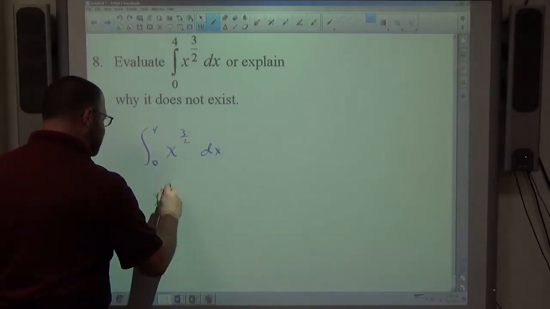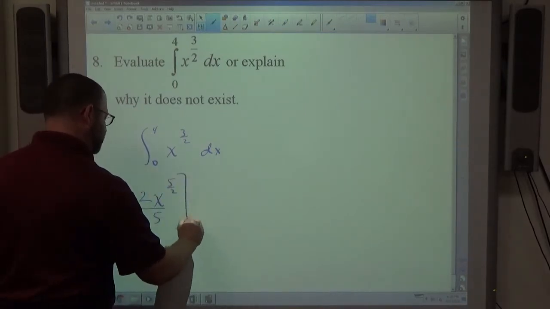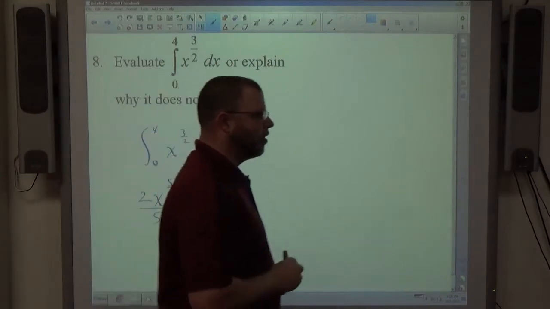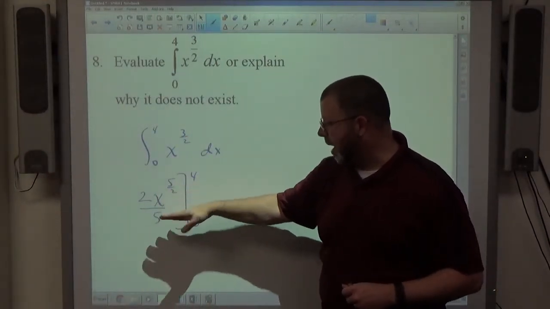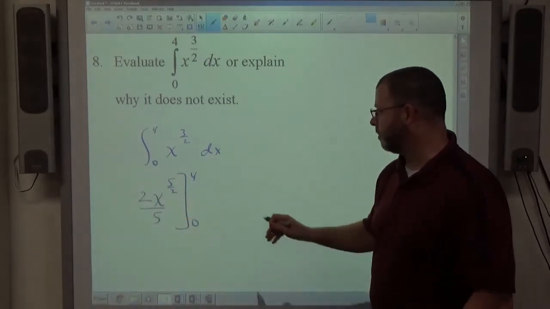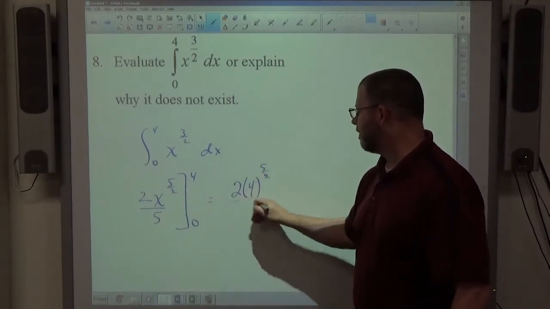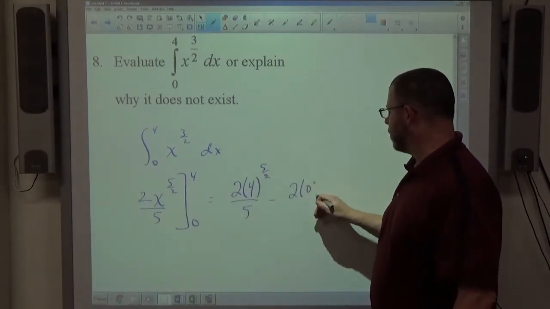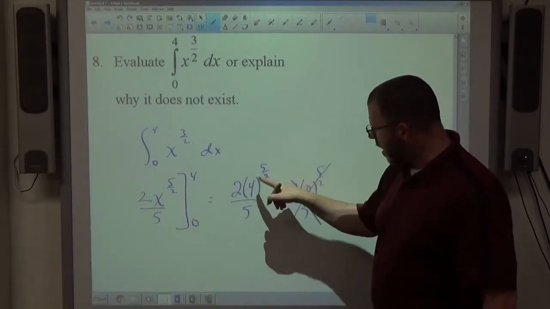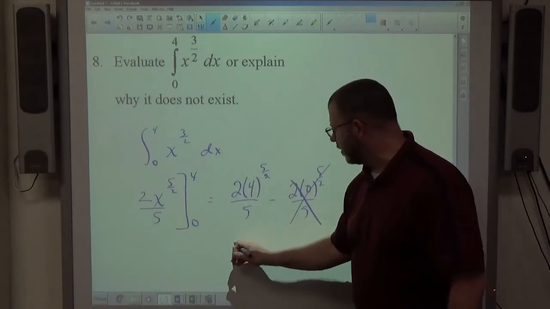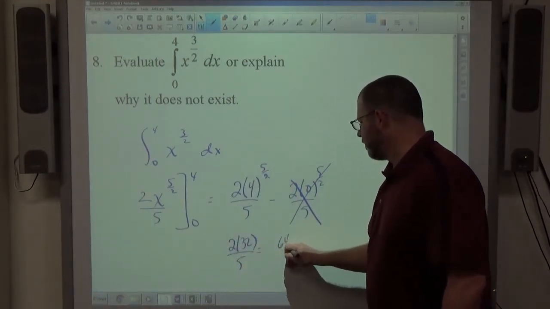So x to the 5/2 over 5/2, same as times 2/5. So just anti-differentiate it correctly. Increase the power by 1. 3/2 plus 1 is 5/2. Divide by the new power. Divide by fractions, multiply by reciprocal. So I get 2 times 4 to the 5/2 over 5 minus 2 times 0 to the 5/2 over 5. Obviously this equals 0. The square root of 4 is 2, to the 5th is 32. So 2 times 32 over 5, which makes it 64 over 5.